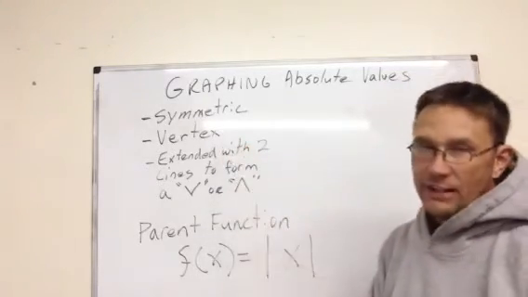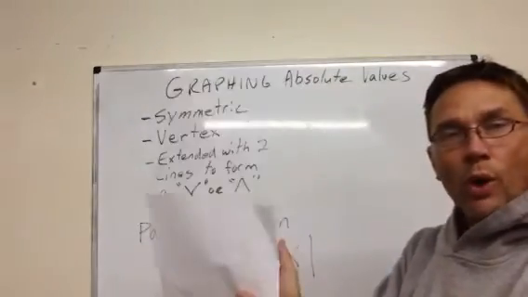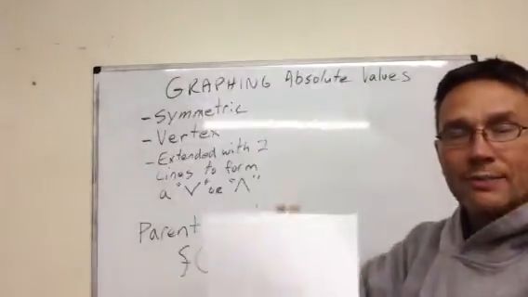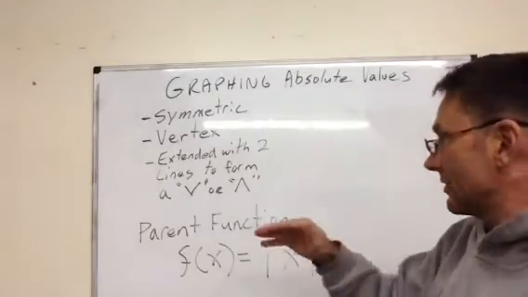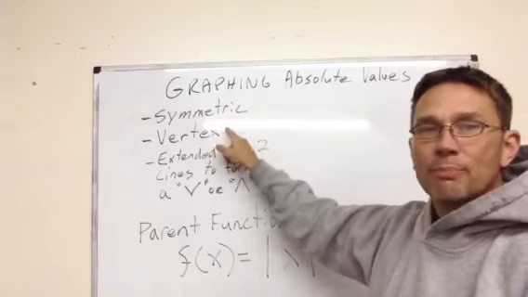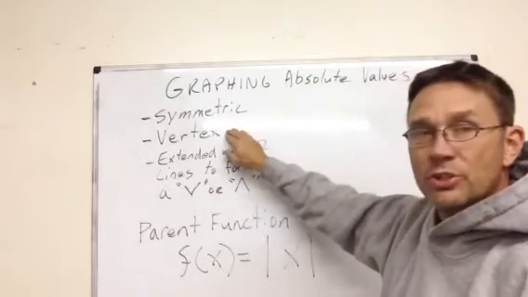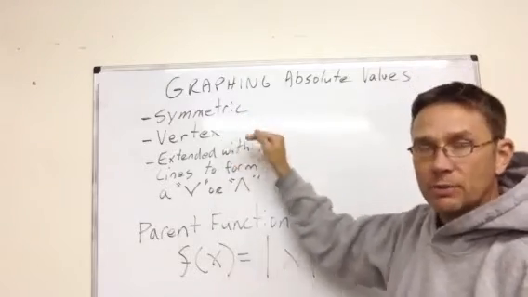They have a vertex, meaning that the graphs are going to come to a low point or a high point, a maximum point or a minimum point, and it's going to form a V. This is going to be the most important point on an absolute value because this is where the line of symmetry goes through. Just very similar to a parabola.